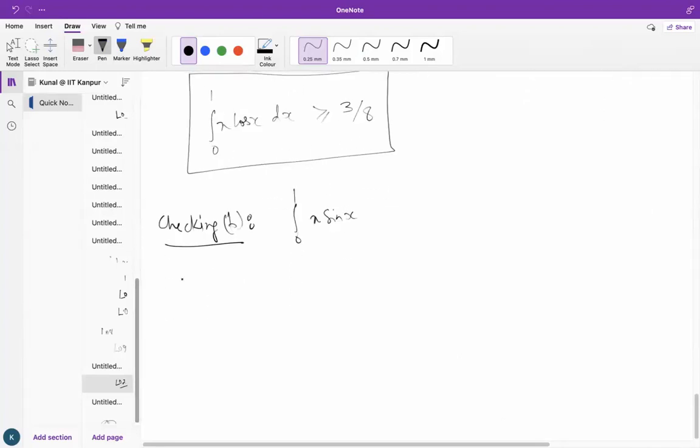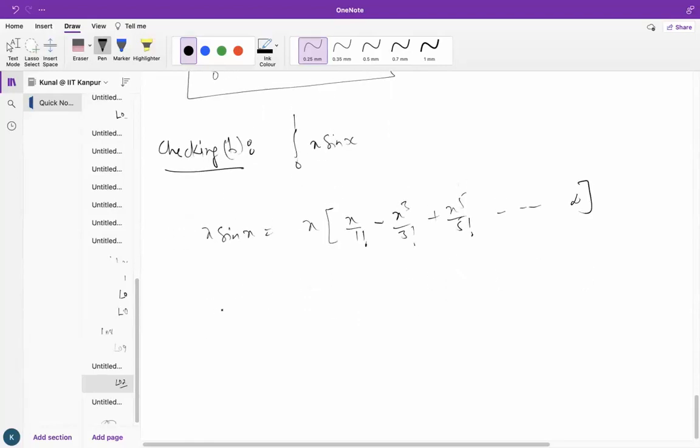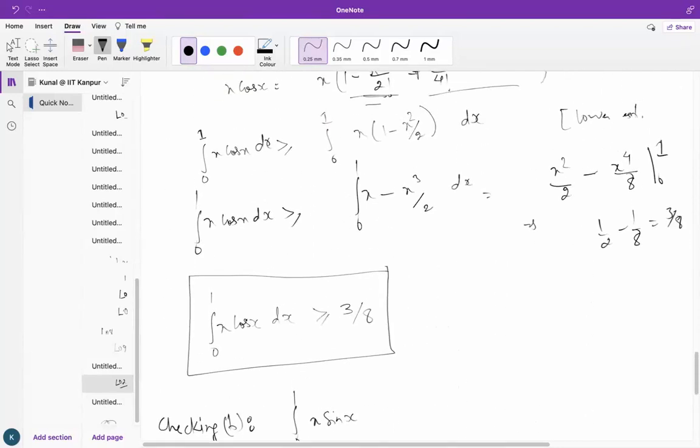Okay, so we can write x sine x as x times sine x. And what is the sine x? Like x by 1 factorial minus x cube by 3 factorial plus x5 by 5 factorial, right? Till infinity. So we can take just the two terms. I'm just trying to say here, with 0 to 1, when we integrate our function. Do you understand now what I'm trying to say?